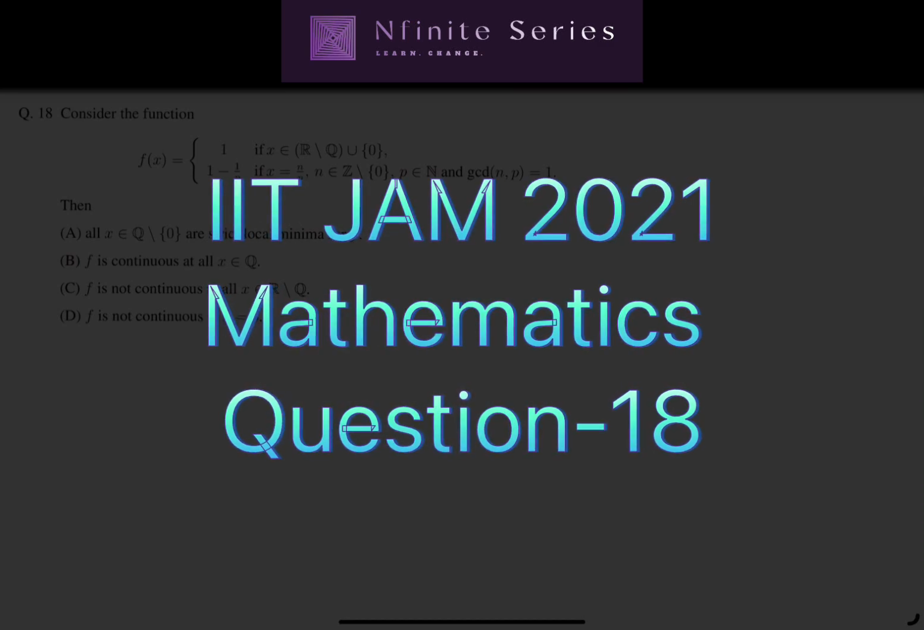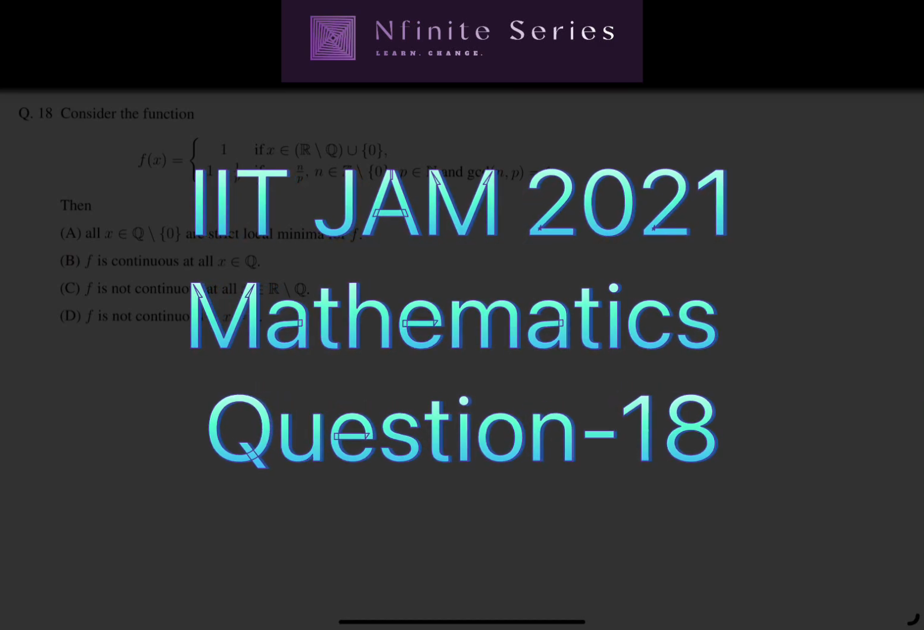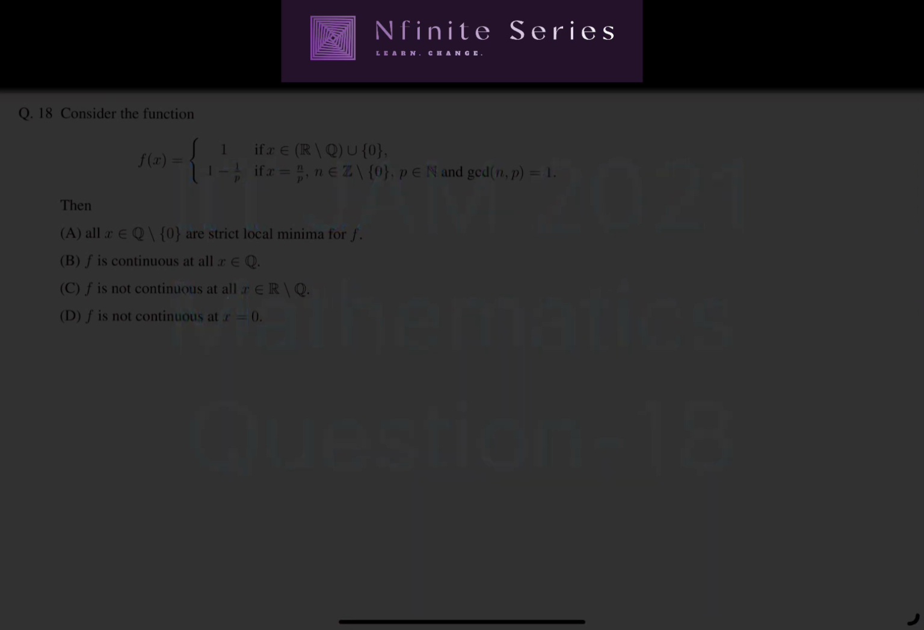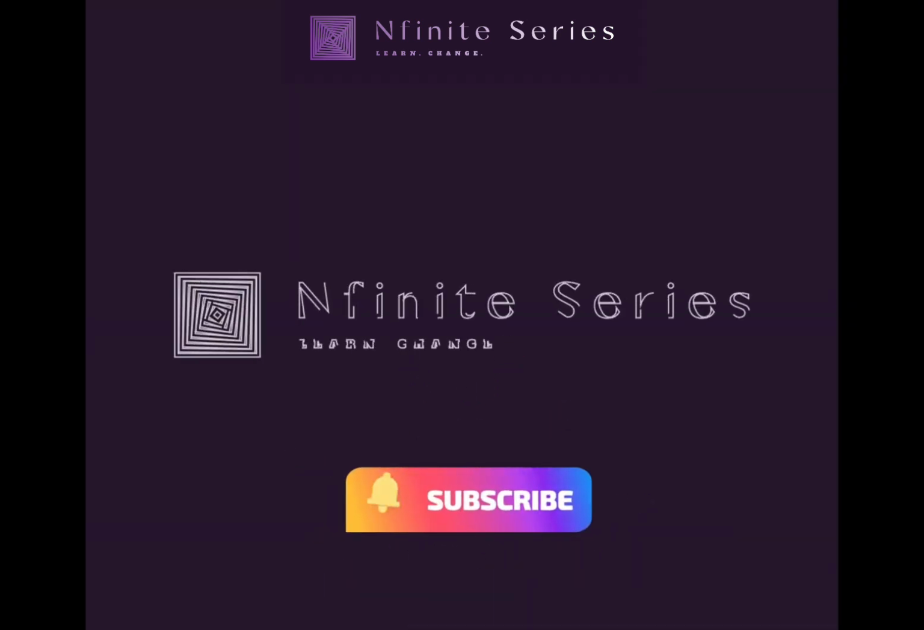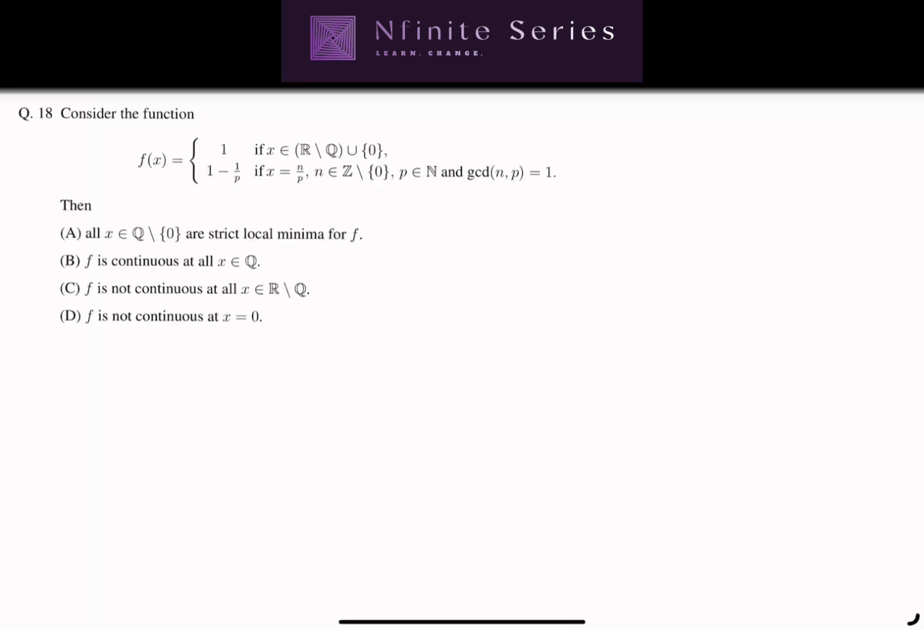Hi, in this video we solve question number 18 of IIT JAM 2021 mathematics paper. Here's the problem. We have a function f of x defined piecewise like this. There are 4 options out of which only one is the correct answer.